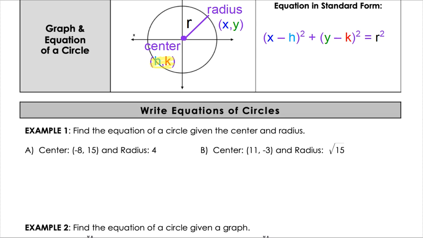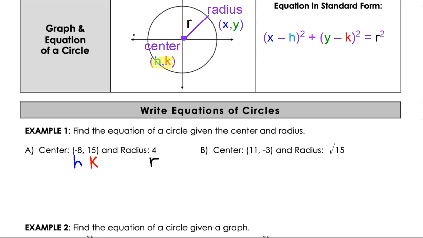In this situation, our center is negative 8, 15. So negative 8 would be our h value, and the k value would be 15. Then we have our radius, which they're giving to us, of 4. That would be our r value. So we just take all of those and plug them into our equation where they belong.